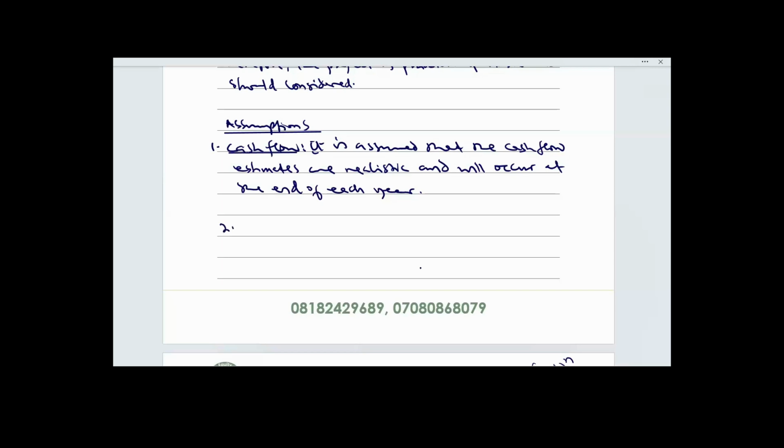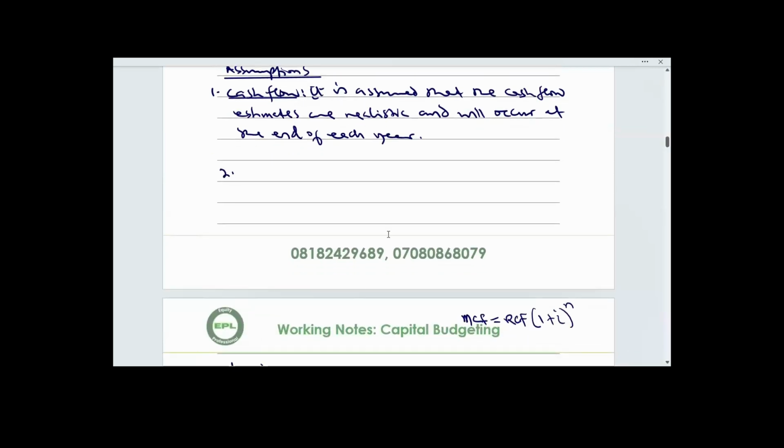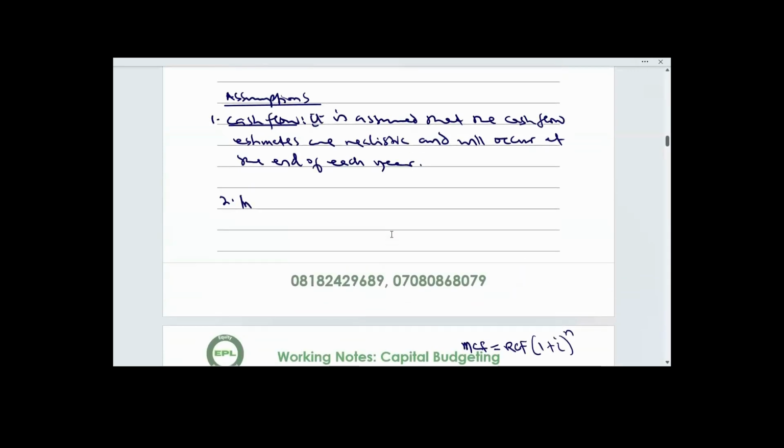Then number 2 assumption. In the question, you are given sunk cost. Before we talk about sunk cost, anytime in a question, if you are given cost of capital, you talk about it. If you are given inflation rate, you talk about it. Any other cash flows you are given, any other assumption that you have made in the question, you also need to comment on them. So we can talk about inflation, for example.